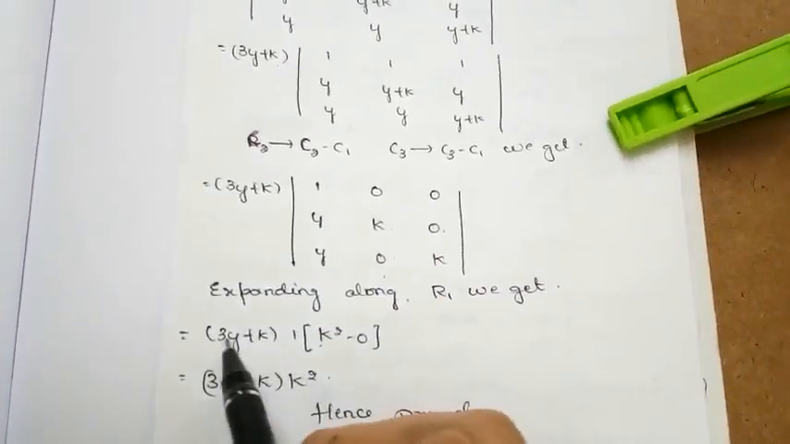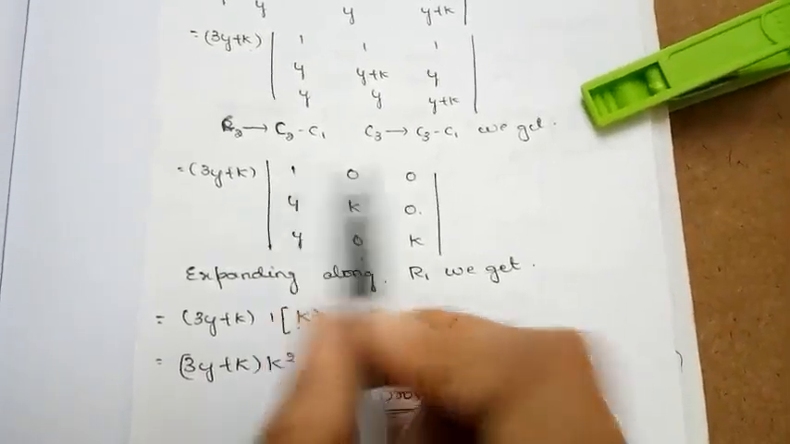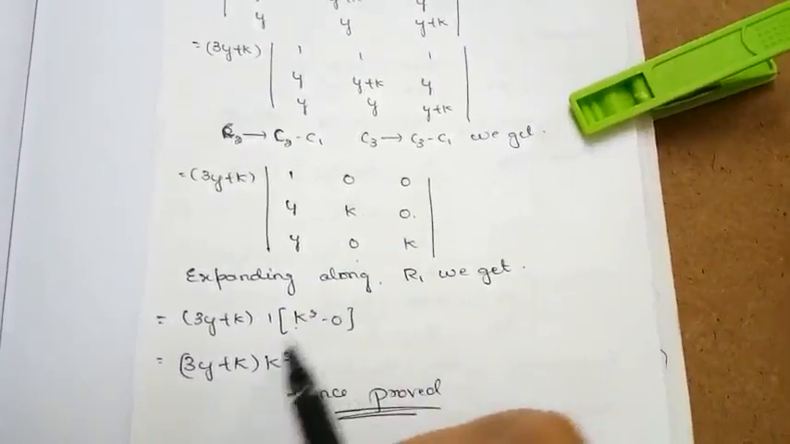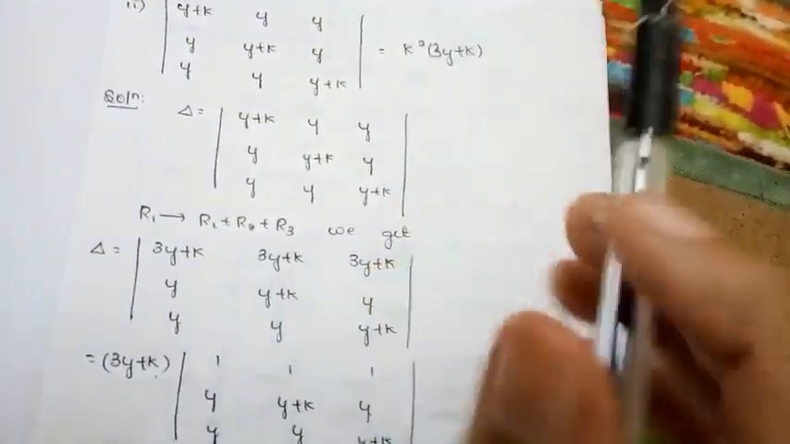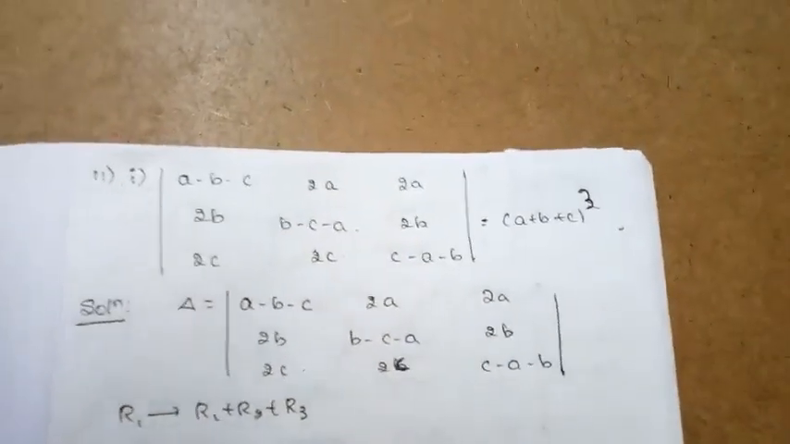So while expanding 3y plus k as it is, 1 into deleting this row and column, k square minus 0, that is nothing but k square (3y plus k), which is what is required in the RHS, hence proved. So this is our next question.